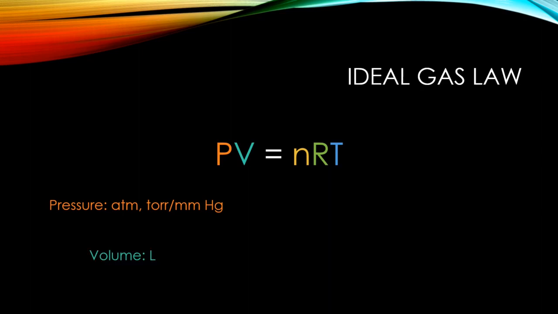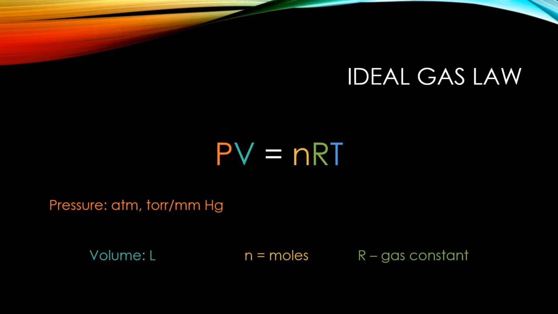The next unit is volume, and we usually use liters in chemistry. The metric unit is, of course, meters cubed, but we use liters very often in chemistry. N is the amount of gas, or the number of moles. Because we're chemists, we use moles. R is called the gas constant.